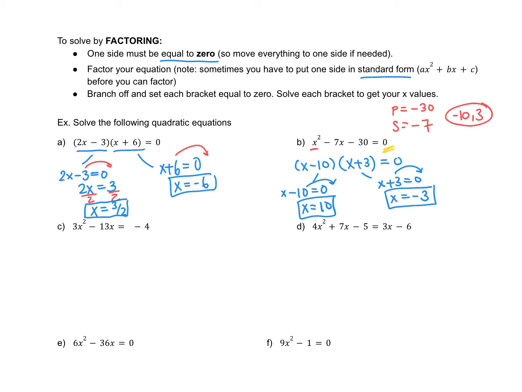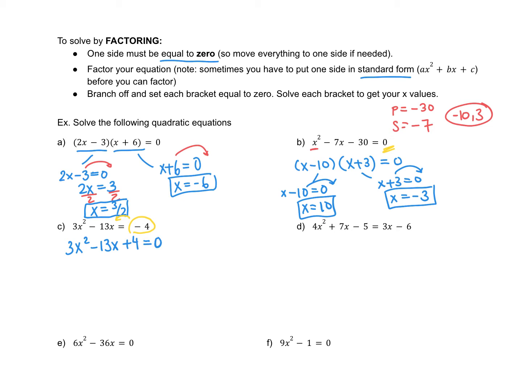If we look at C, there's a little problem, and the problem is that this negative 4 is on the right side. So our first step is going to be to bring it to the other terms so that we can have 0 on one side. So 3x squared, subtract 3x plus 4 equals 0.